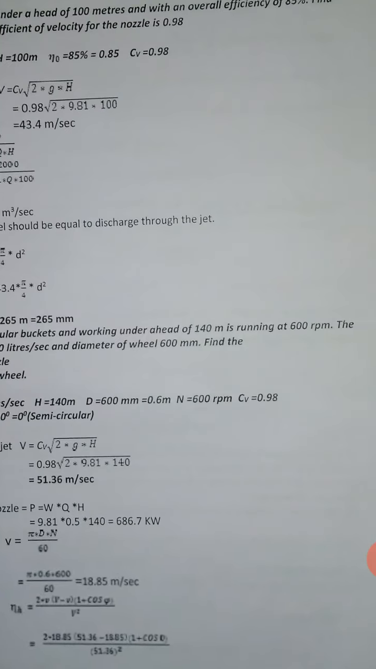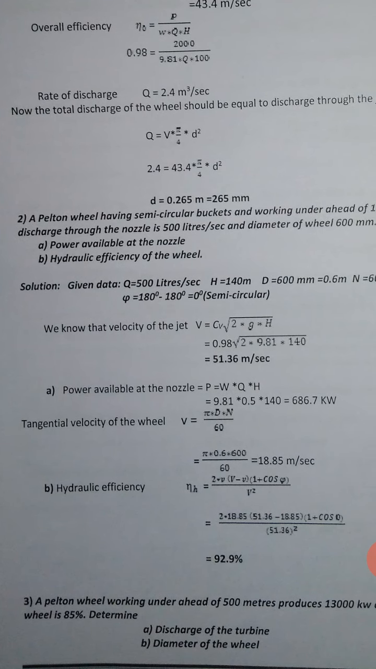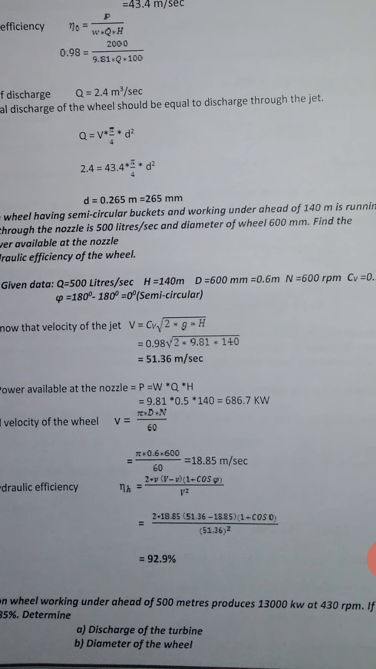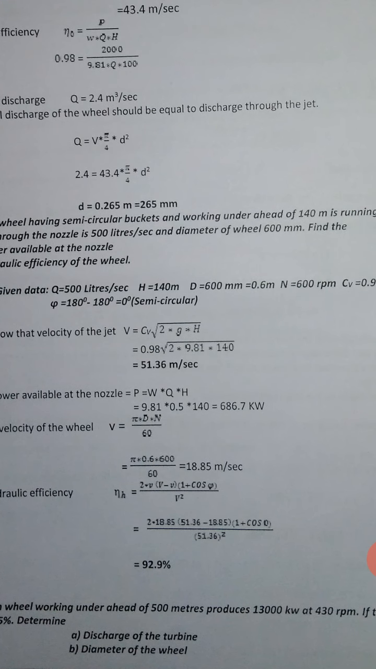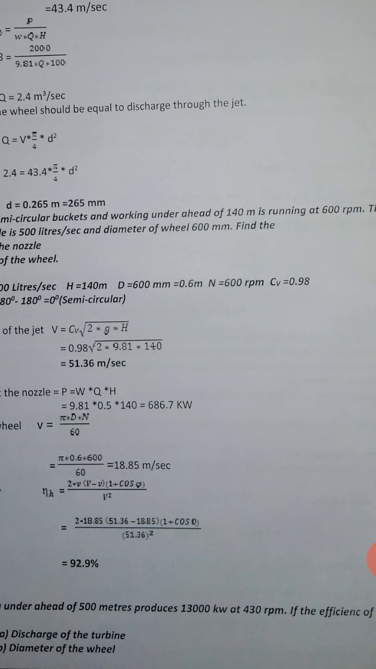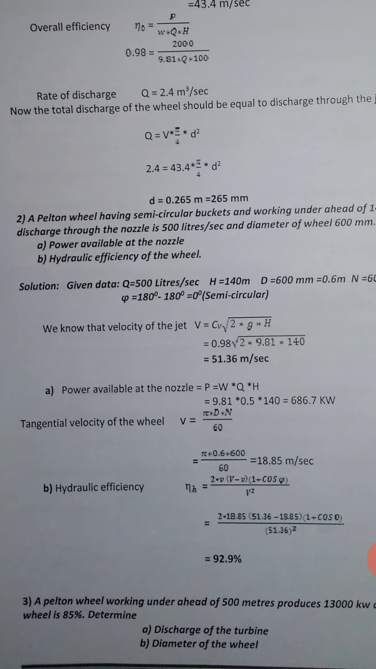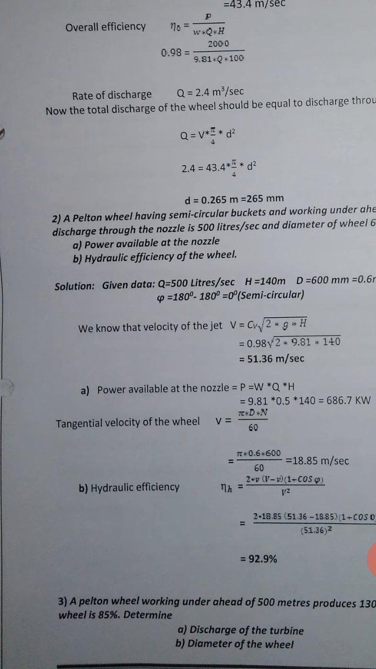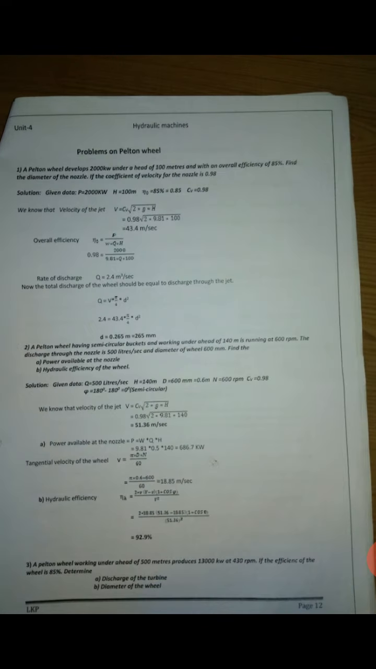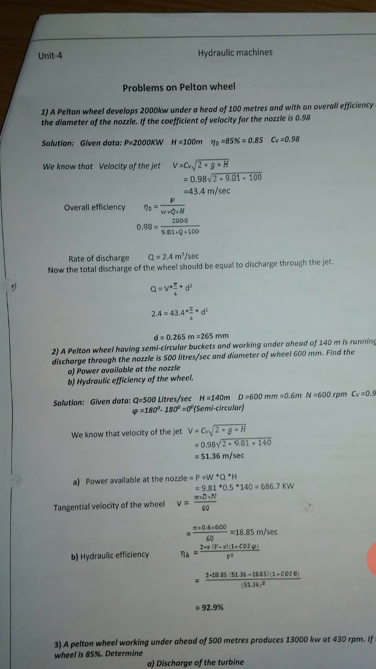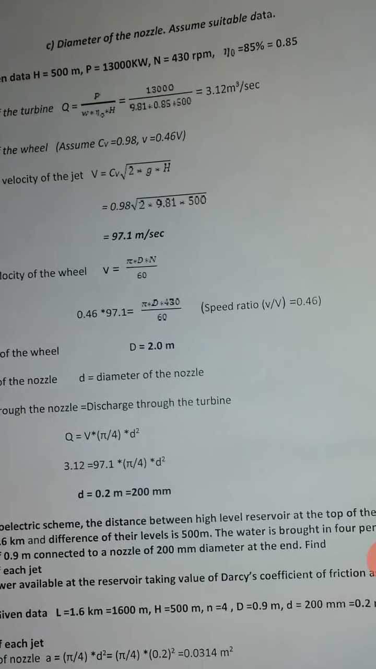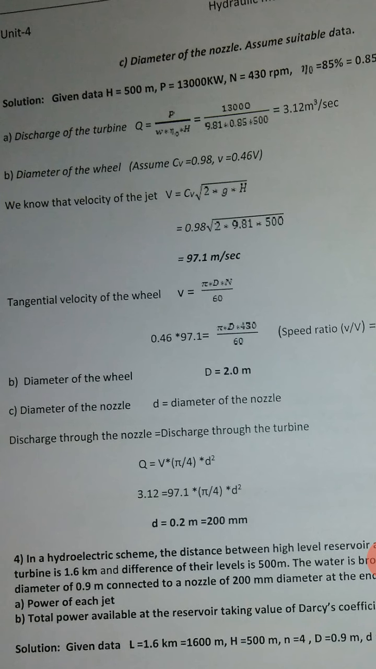Third problem: a Pelton wheel working under a head of 500 meters produces 13,000 kilowatts at 430 rpm. If the overall efficiency is 85%, determine the discharge of the turbine, the diameter of the wheel, and the diameter of the nozzle. Assume suitable data.